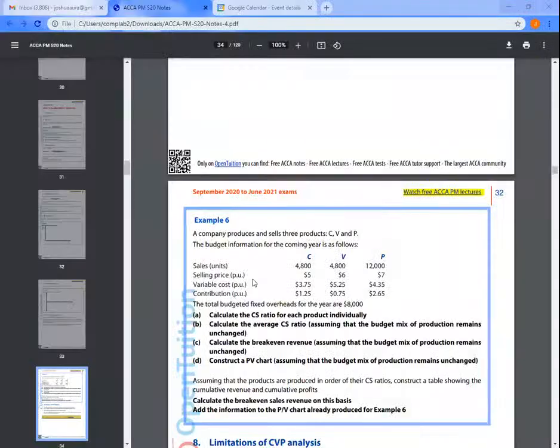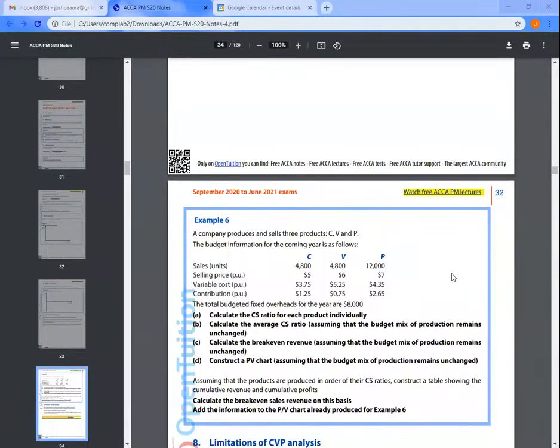We are given just a straightforward example. A company produces and sells 3 products, C, V, and P. The budget information for the coming year is as follows. You can see the sales, the selling price, the variable cost, and the contribution per unit. The total budgeted fixed overheads for the year are 8,000. They want us to calculate the CS ratio for each product individually.